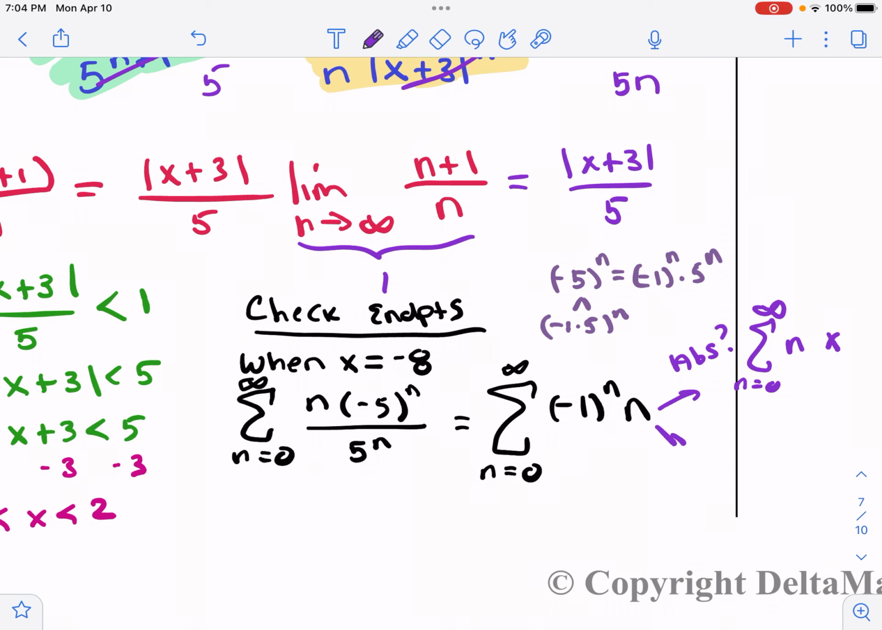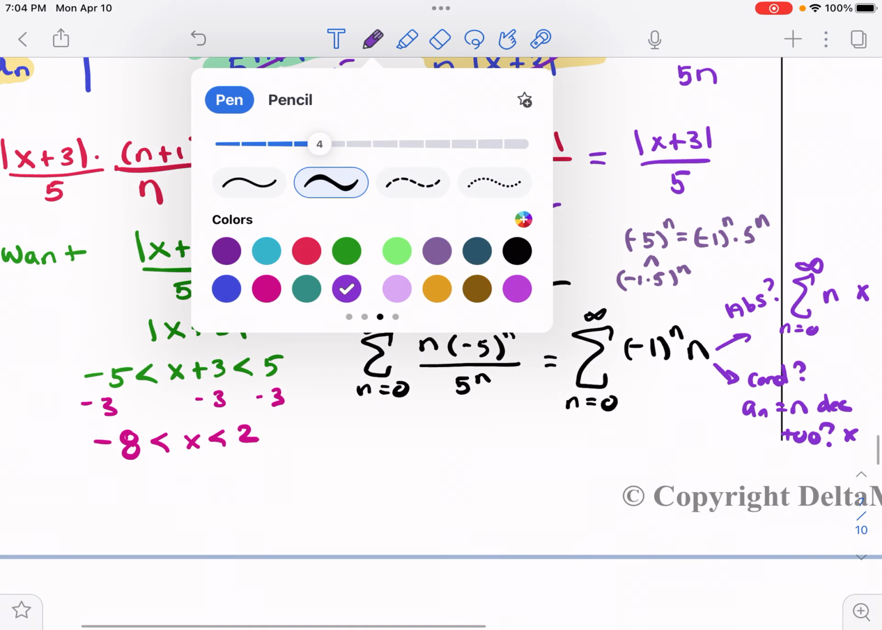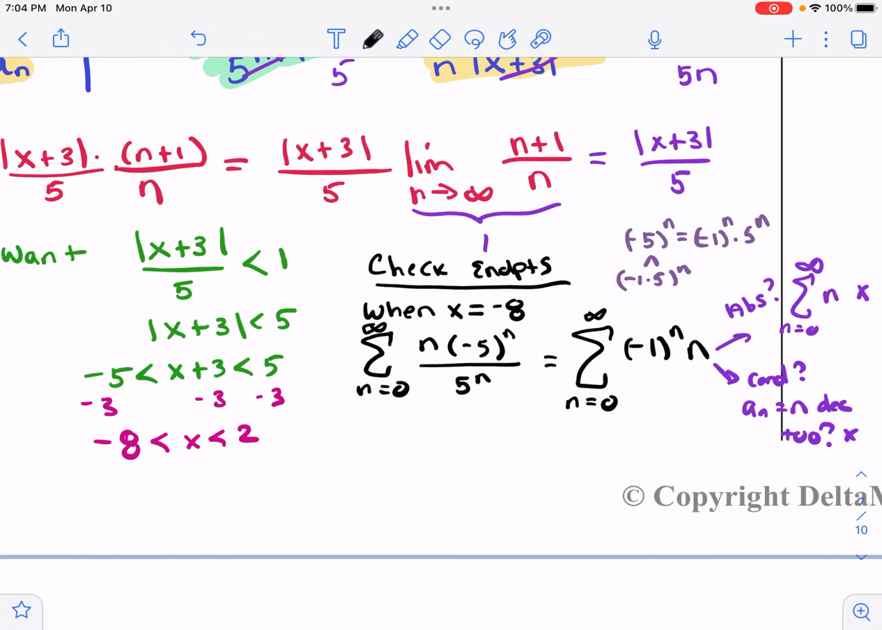And to converge conditionally, you would just need that this term here is decreasing to 0. And the answer is, of course, not. It's growing. Okay, so -8 doesn't work as an endpoint. Let's try the other endpoint. Let's try 2.